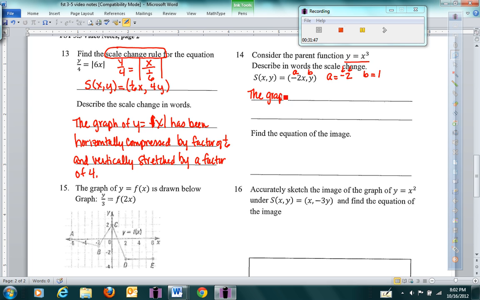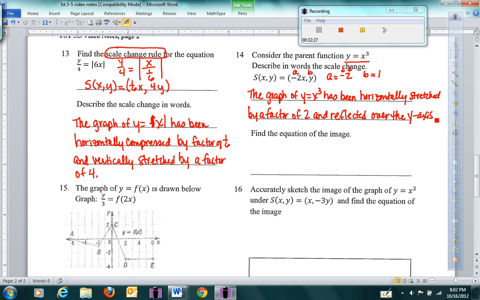Okay? So the scale change will be that the graph of y equals x cubed has been horizontally stretched, because again that number is larger than 1, by a factor of 2, and the negative sign is on the x this time, reflected over the what? In this case it would be the y-axis, wouldn't it?